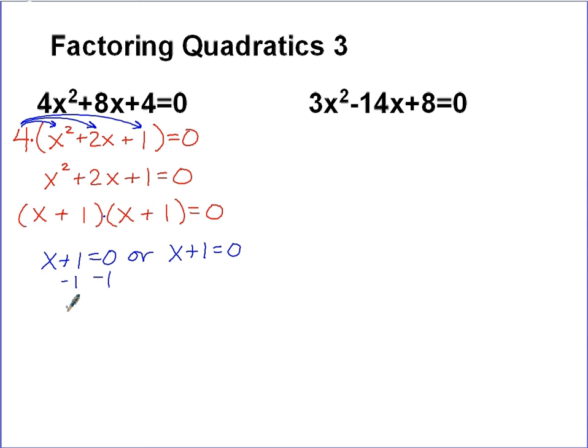So if I subtract 1 from both sides, I'm going to have x equals negative 1. I would get the same thing over here. I do not need to write it down twice. It's just one answer. So x equals negative 1 is the solution.